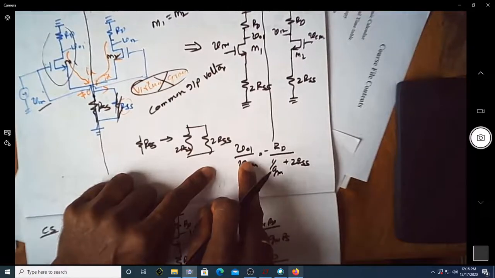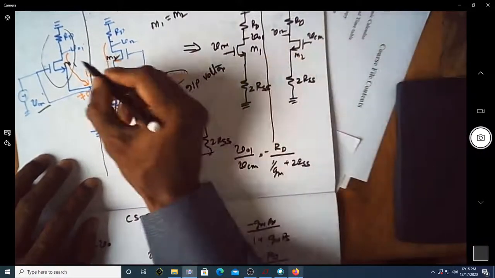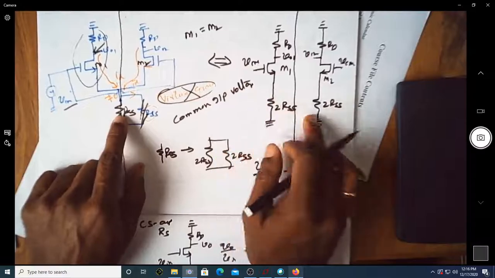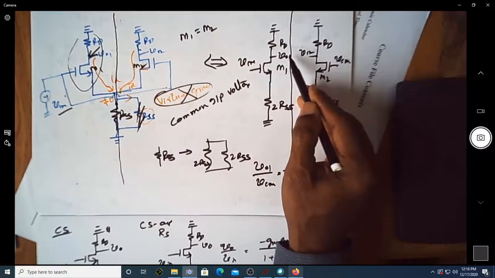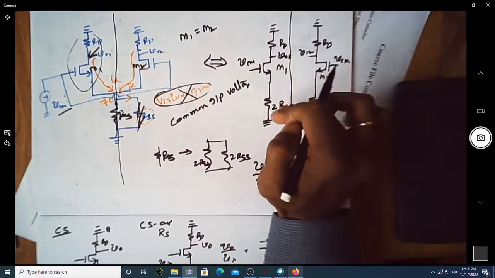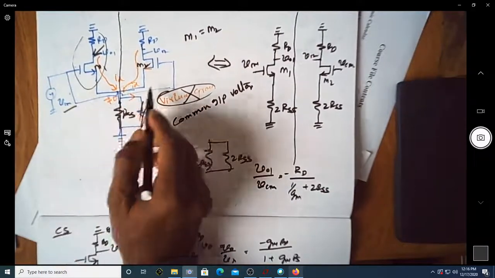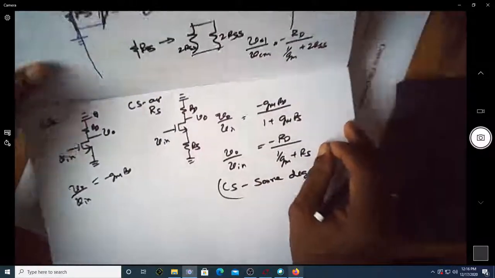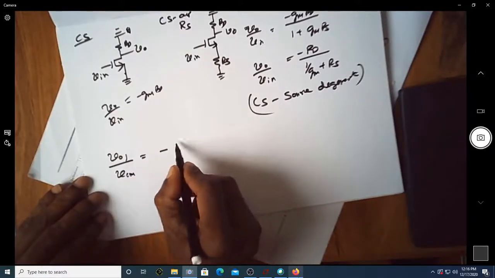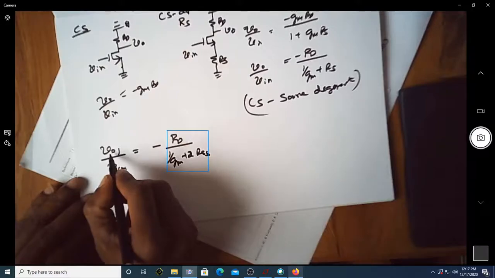So this is V01 by VCM. This is the single-ended gain of this differential amplifier for a common input. Does this V01 represent this V01? These two are exactly identical because we just made a split of this RSS. If I'm measuring V01 by VCM, even though it is said to be the gain of a CS amplifier with source degeneration, it is exactly the single-ended gain of the differential amplifier with common input. So V01 by VCM is equal to minus RD by (1 over gm plus 2 RSS).